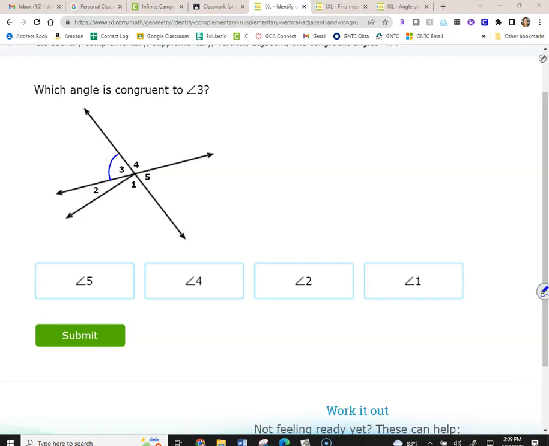Angle 3 is congruent to what? 5. Why? What's the vocab word? Vertical angles. Look for the 2 straight lines, and they're directly opposite of each other.